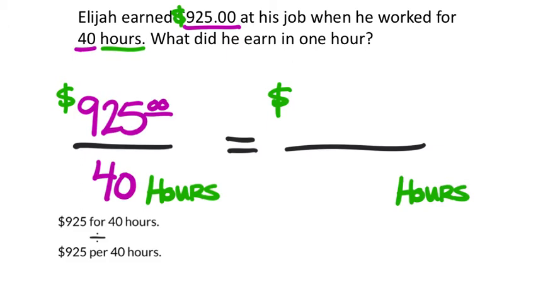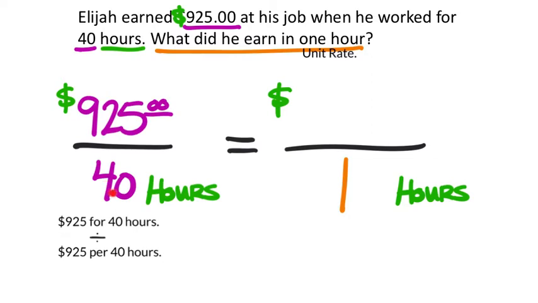So the question states, though, how much did Elijah earn in 1 hour? So we know in the final rate we want there to be 1 hour. And we also know that 1 hour indicates that we're looking for a unit rate. Okay? Because a unit rate is where one of the values is 1. And in this case, it's 1 hour.